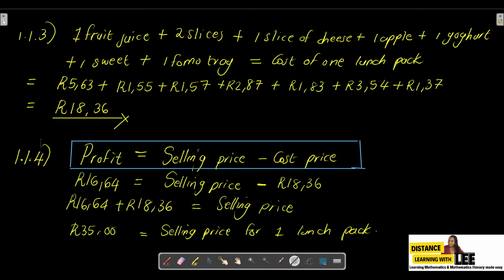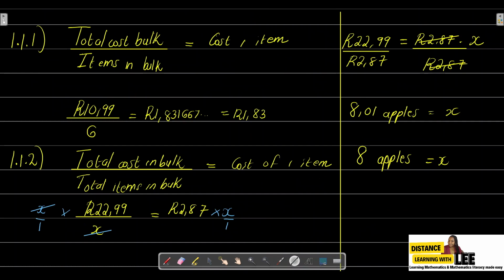Another important thing in this question is understanding that if you buy items in bulk and they give you the price for those items in bulk, how would you get the price for an individual item? You take the price of those items in bulk divided by the total number of items in that bulk pack, to give us the price of one item, right?